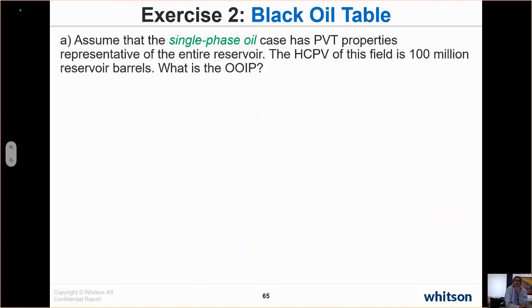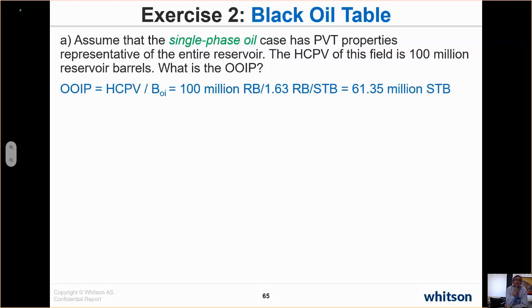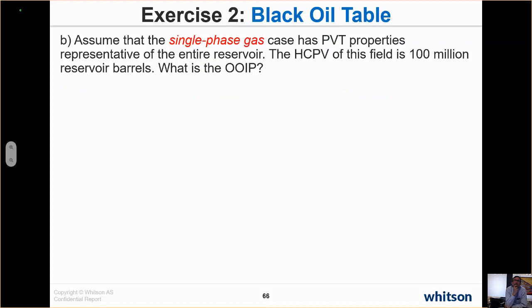Very good. So we'll walk through this one slowly. This exercise A. So for the single phase oil case, the oil in place formula is simply given by hydrocarbon pore volume divided by BOI. We have been given the BOI, we found that in the table to be 1.63, and our final answer is 61.35 million stock tank barrels. The second case, for the gas, sorry, the single phase gas: what is the original oil in place?